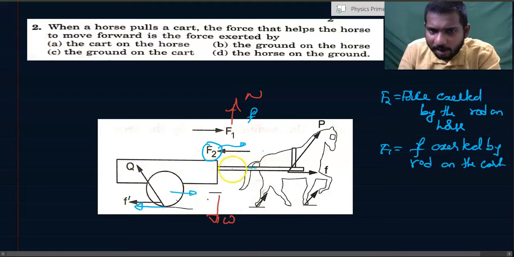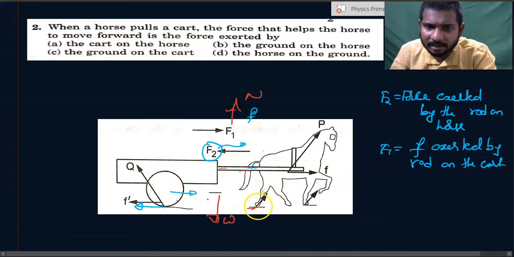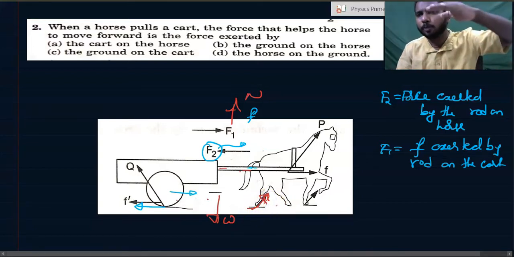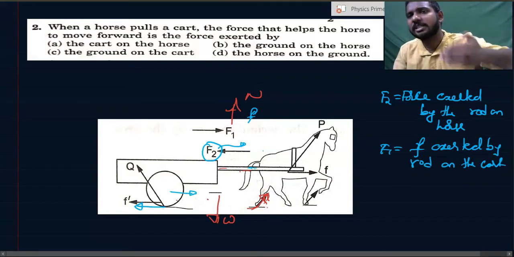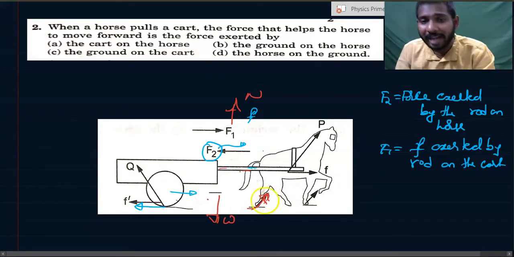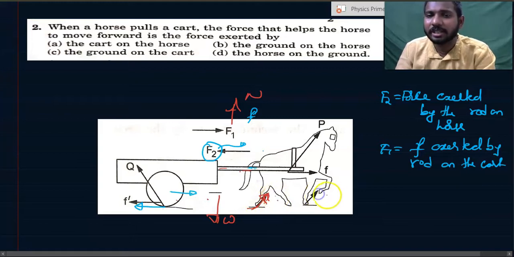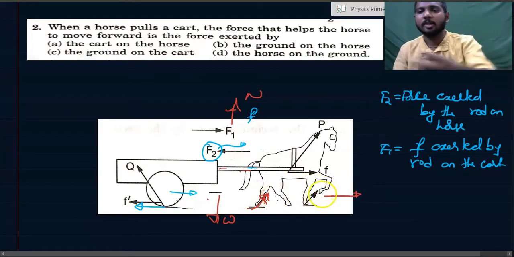But you see the horse here, the horse exerts a force on the ground and the ground exerts a force back. If the horse pushes the ground, the ground pushes the horse with the same force. So that force actually drives the cart, the horse going ahead.